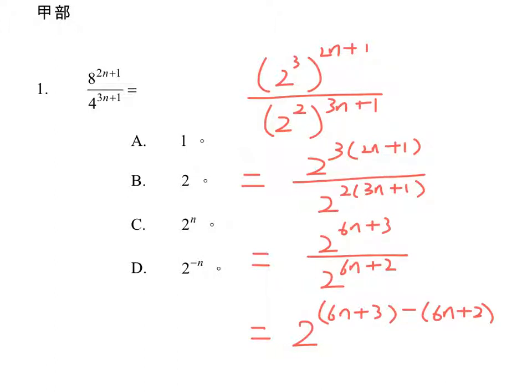So after simplifying the power, we can get 2 to the power 6n minus 6n has been cancelled. 3 minus 2 becomes 1. So 2 to the power 1 is the answer, which is 2. Okay, therefore the answer should be B.